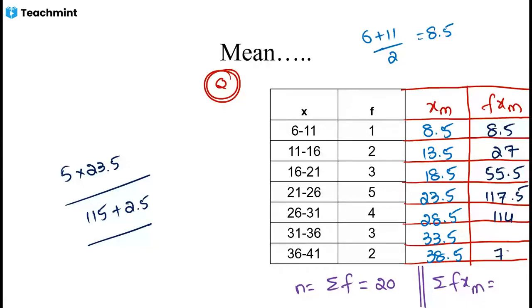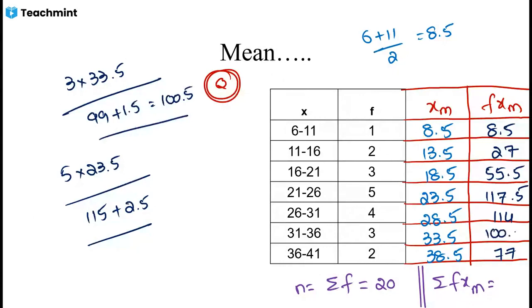So what you can do, 3 into 33.5 also. First 3 into 33, 99. Half of 3 is 1.5, which is 100.5 if I'm not wrong, right? So guys, now add all this data, then you can find the sum of this.